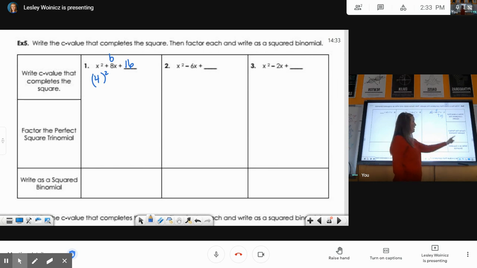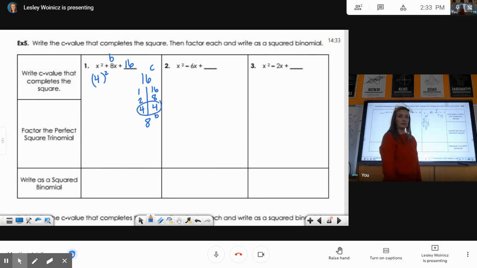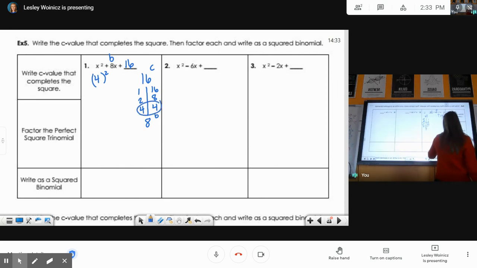Step 2 tells us that we have to factor the perfect square trinomial. So we know how to factor. We've been doing this for over a week. So we find factors of 16 that sum to 8, our C and our B. I'm feeling 1 times 16, 2 and 8, 4 and 4. Woo, 4 and 4 look good. Okay, so this factors as x plus 4 times x plus 4.